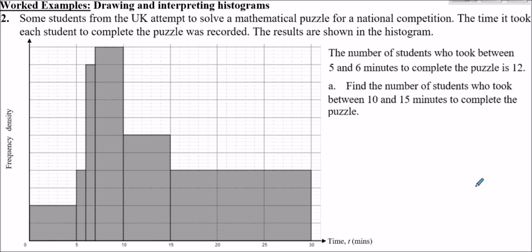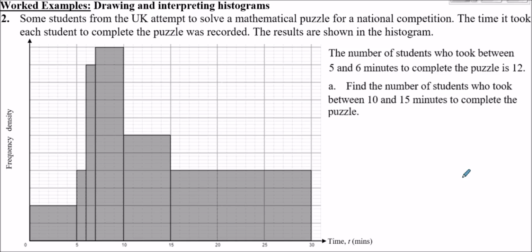Question 2 now. So question 2, the histogram has been pre-drawn for us. And we're told that some students from the UK attempt to solve a maths puzzle for a national competition. The time it took each student to complete the puzzle was recorded, and the results are shown in this histogram. This piece of information is key. It says the number of students who took between 5 and 6 minutes to complete the puzzle is 12. And so this portion here, this tiny bar, represents 12 people.